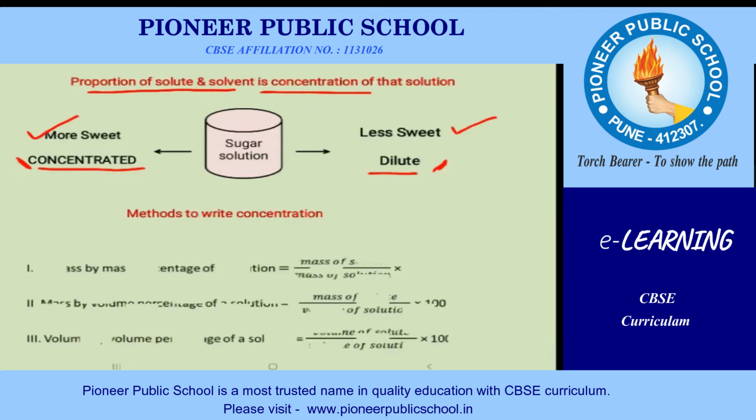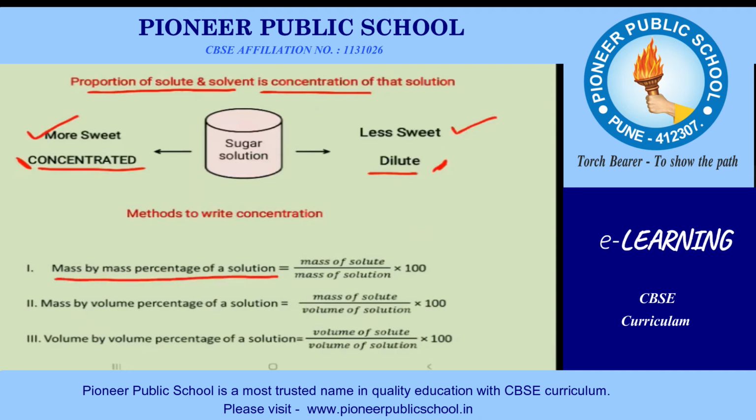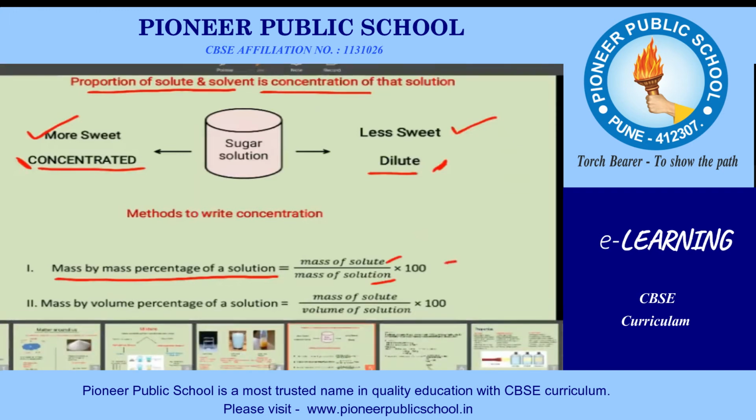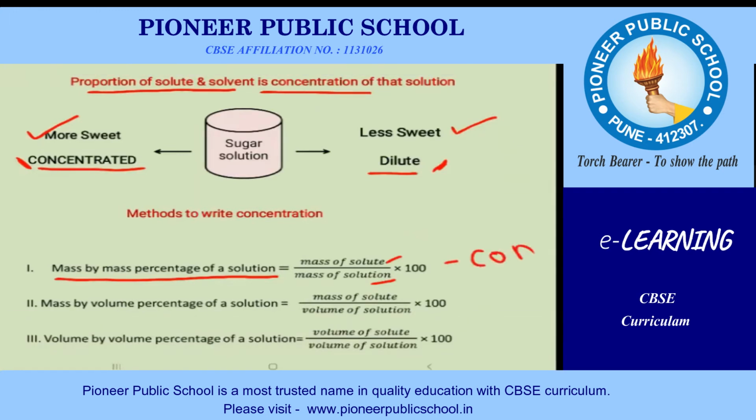So here we have the first formula, that is mass by mass percentage of a solution. Here we use the mass of solute and the mass of solution to calculate the concentration. When the mass of solute is divided by the mass of solution, we multiply by 100 and we get the concentration of that solution.